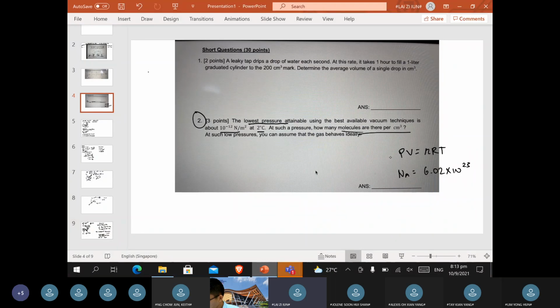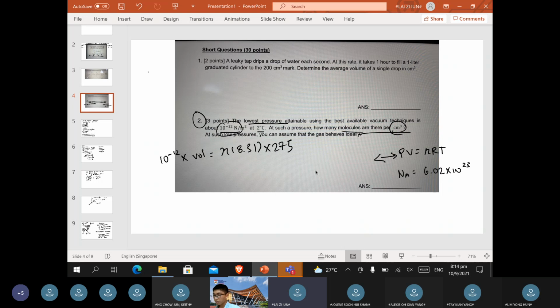When we look at this formula, we know that this setup has a pressure of 10⁻¹², right? So it's 10⁻¹² multiplied by volume, equals the number of moles that we're trying to find. Then the rest is given at 8.31 times 273 plus 2, which is 275 Kelvin. Then they ask you how many moles there are per cm3.